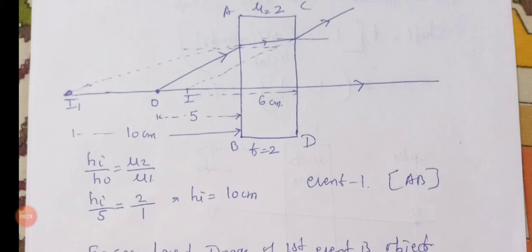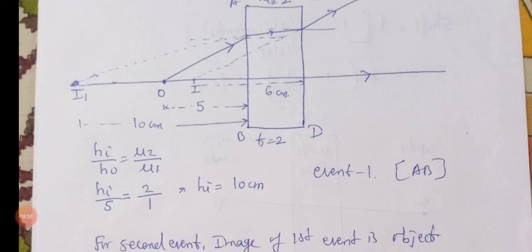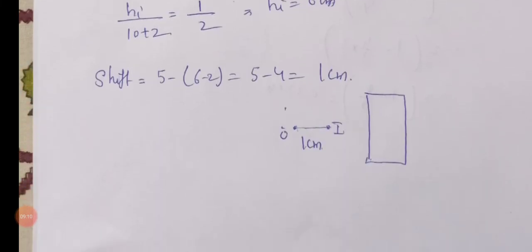Now how much is the shift, student? I have calculated this here. You see it, 5 minus 6 minus 2. How did I get 6 minus 2? Again I am explaining it. 6 is the distance from CD. I require OI. Now the thickness of the slab is 2. So the distance of surface AB from I is 6 minus 2, 4. This means I is at distance 4 from AB and O is at distance 5 from AB. So how much is the shift in the image? 5 minus 4, 1 centimeter, student. That I have calculated here.